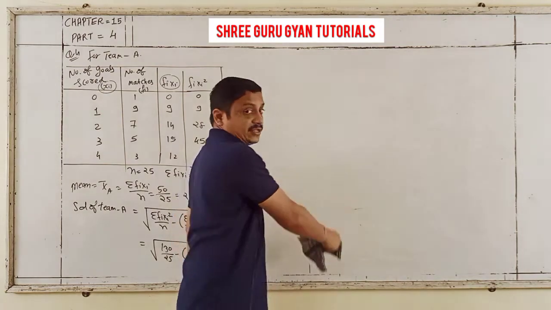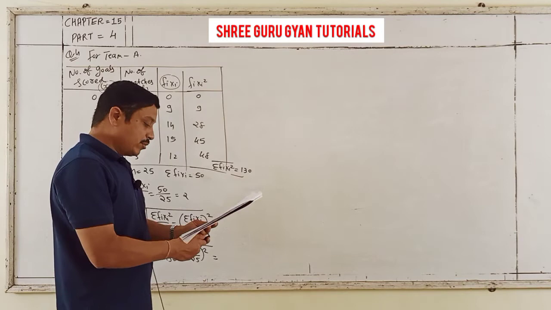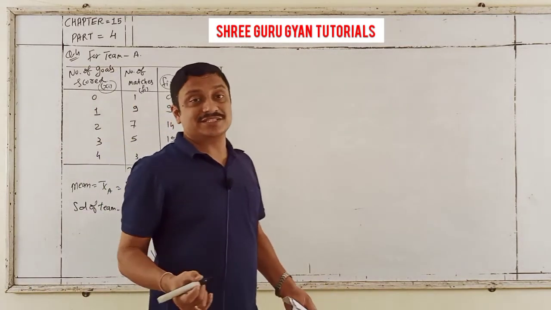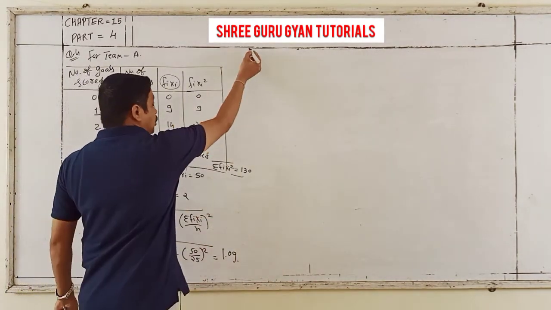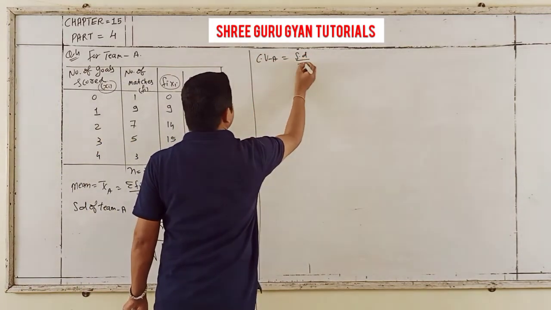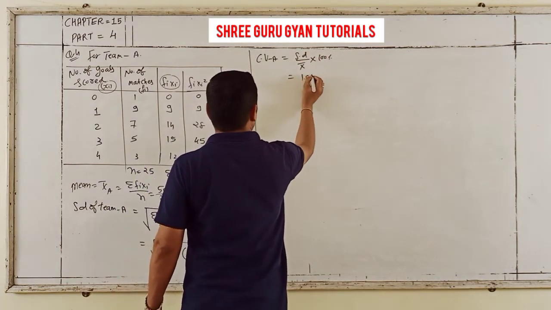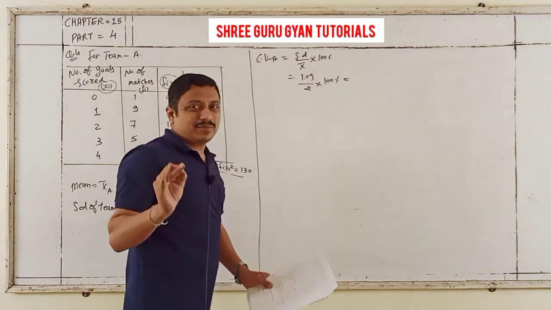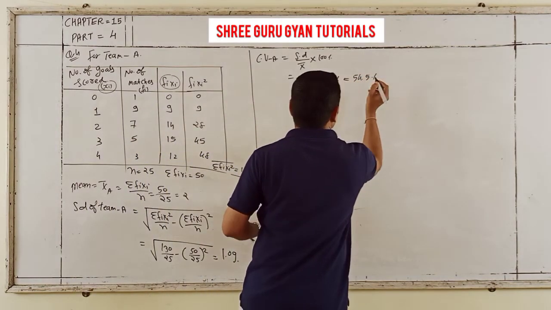So easily you will get answers. Students, here for team A the SD is 1.09. Now, after the standard deviation, we go to the CV of team A: SD by X bar into 100%. My SD is 1.09, X bar is 2, and multiplied by 100%. You will get it simply using a calculator. The value is 54.5%.